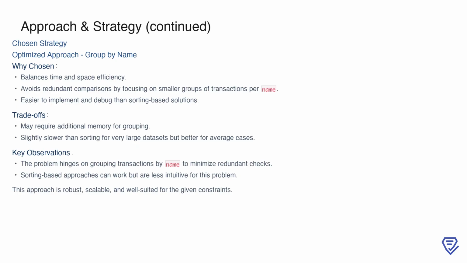By focusing only on smaller groups of transactions per name, we can minimize unnecessary checks, making it easier to implement and debug. While this approach may require additional memory for grouping, it is well suited for average cases and scales effectively with larger datasets. Sorting-based methods, though viable, are less intuitive for this particular problem and can introduce sorting overhead. The key takeaway is that the problem revolves around grouping transactions by name to streamline the validation process. This chosen strategy is robust, scalable, and aligns well with the problem's constraints and requirements.